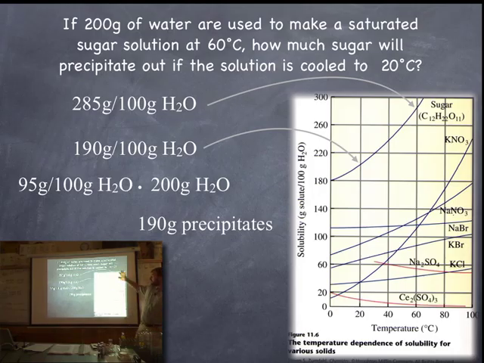So this solubility chart allows me to say how much will dissolve at given temperatures, and allows me to do calculations where, well, how much do I need to add, or very commonly, how much will precipitate out. So I look on the line, I find the difference between the two. I have to take into account how much of the solution I'm making, typically expressed as how many grams of water am I using to make the solution. In this case, 200 grams, 200 milliliters. Now, the volume of the solution is actually going to be different because, of course, I've added a bunch of sugar.